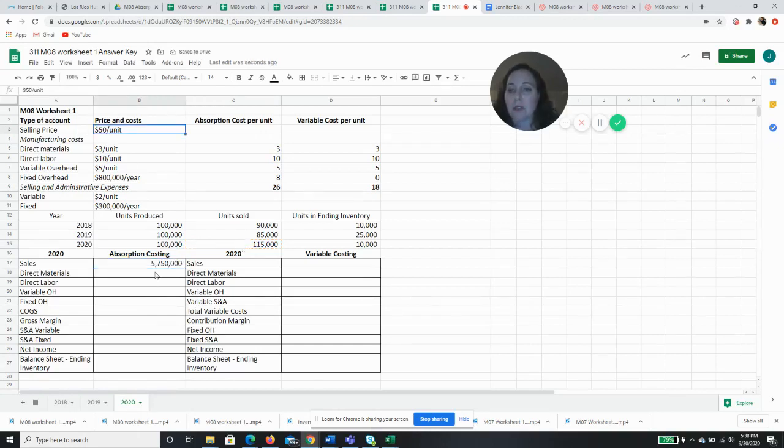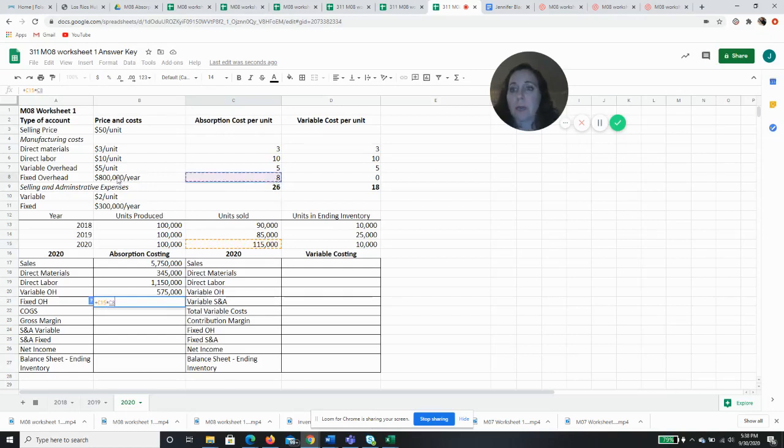So that's $5,750,000. Our direct materials is going to be the number of units we sold times $3 a unit, which gives us a total of $345,000. Direct labor is the 115,000 units we sold times $10 a unit, or $1,150,000. And our variable overhead is the number of units we sold in 2020, 115,000 times $5 a unit, or $575,000.